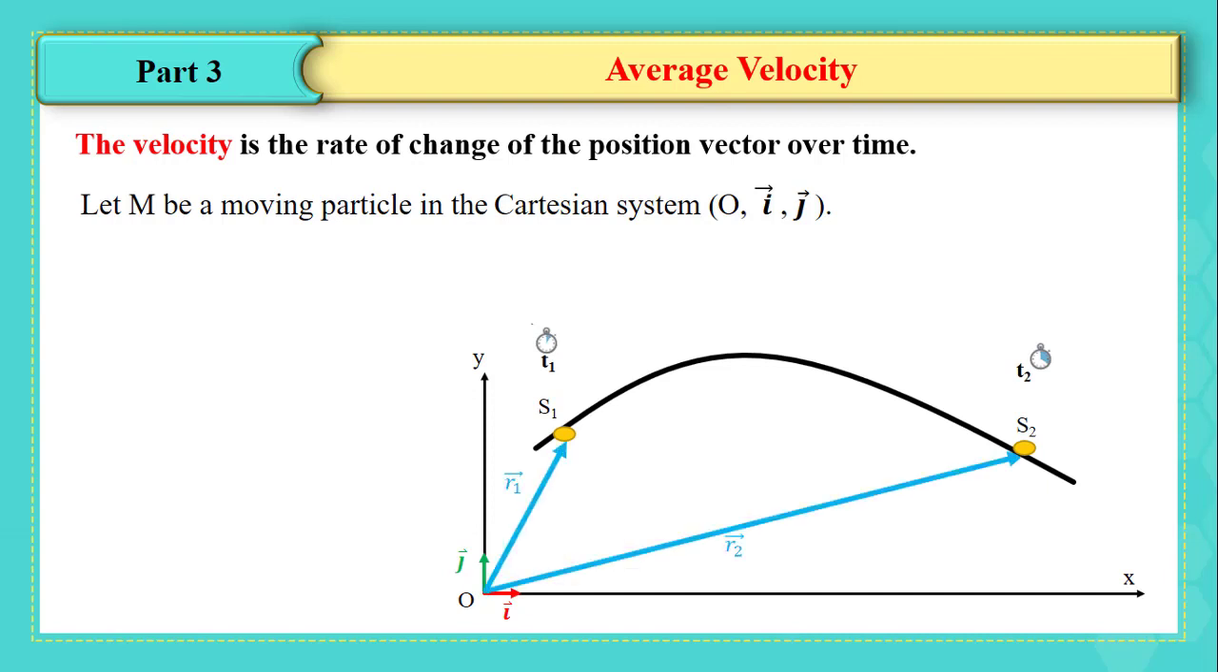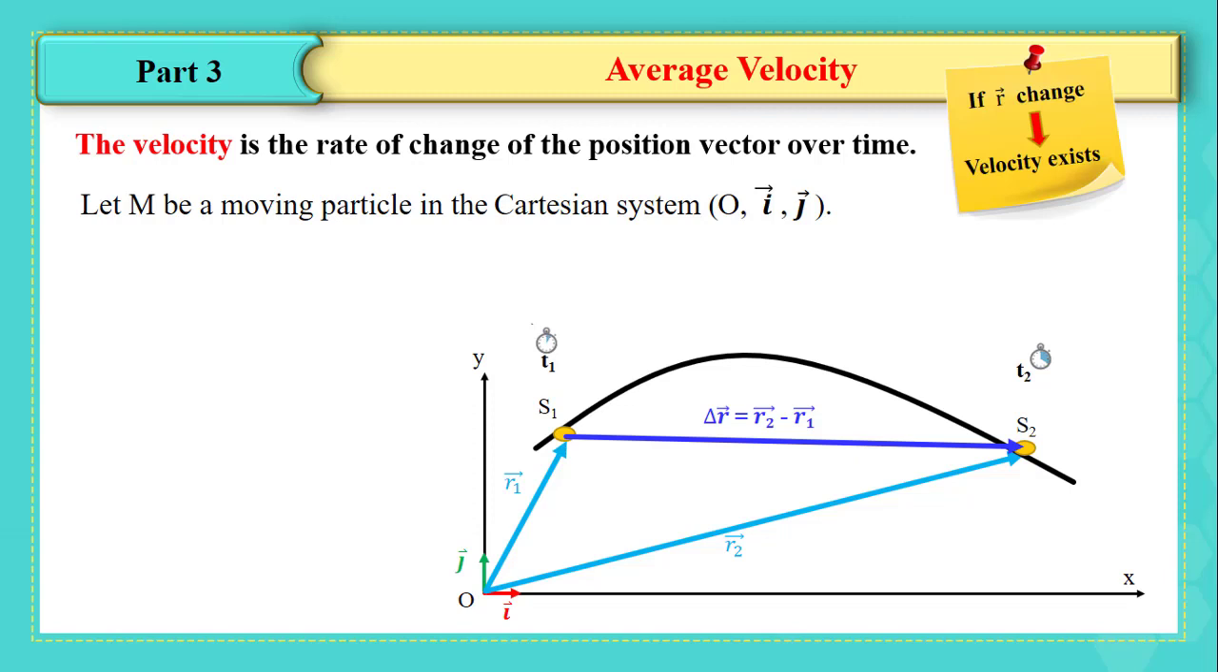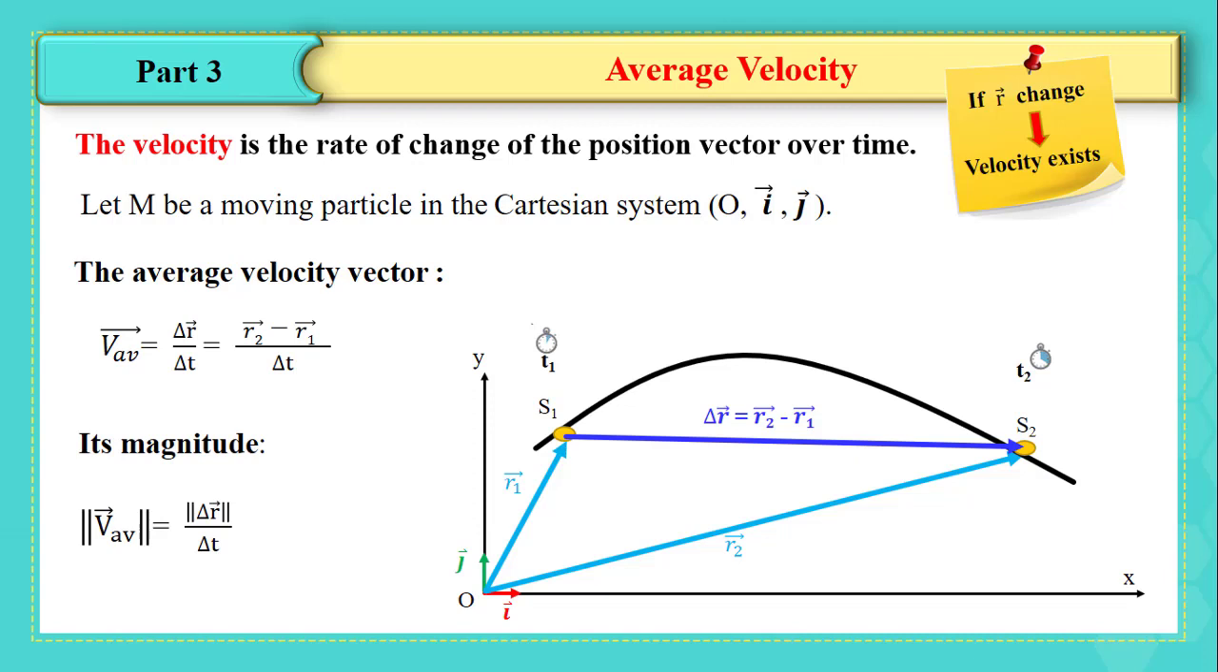Let r1 be the position vector corresponding to time t1 and r2 be the position vector corresponding to t2. Therefore, delta r is equal to r2 minus r1, which is the displacement vector between these 2 points. Delta r is directed from S1 towards S2. Pay attention that when r changes, then the velocity exists. Therefore, we can say that the average velocity vector is given by delta r divided by delta t, which is equal to r2 minus r1 divided by delta t. Its magnitude is the magnitude of delta r divided by delta t.